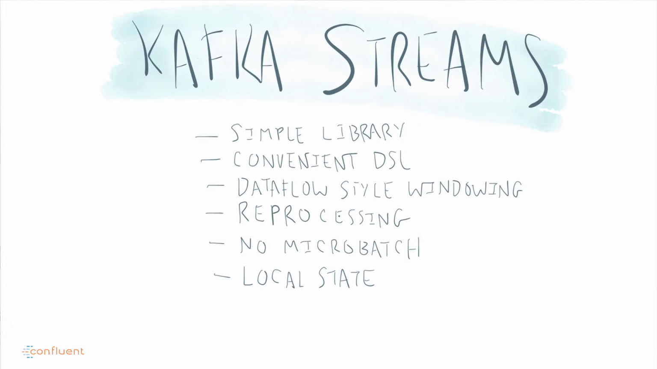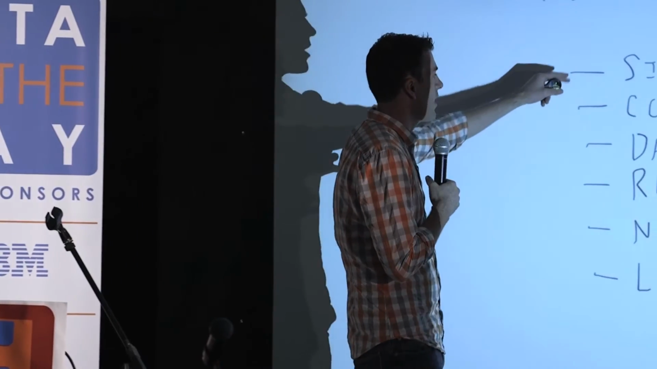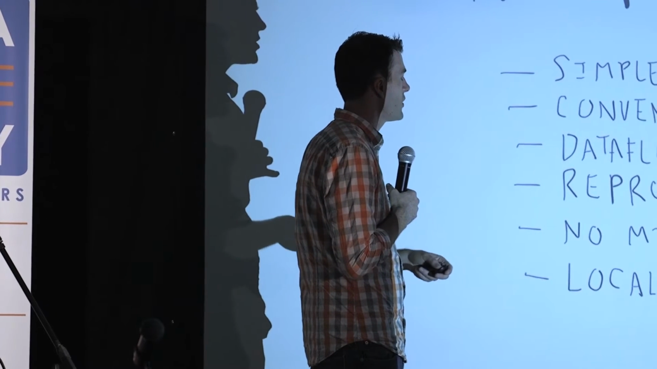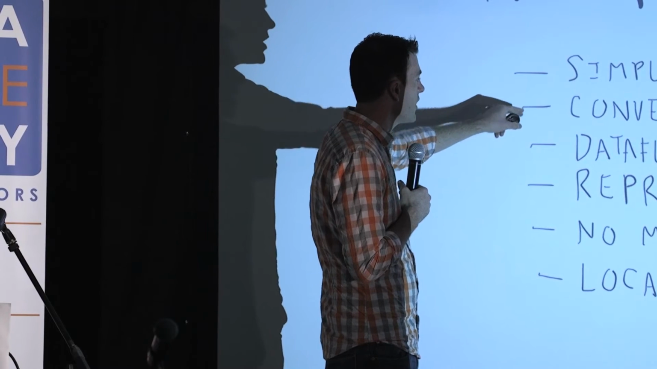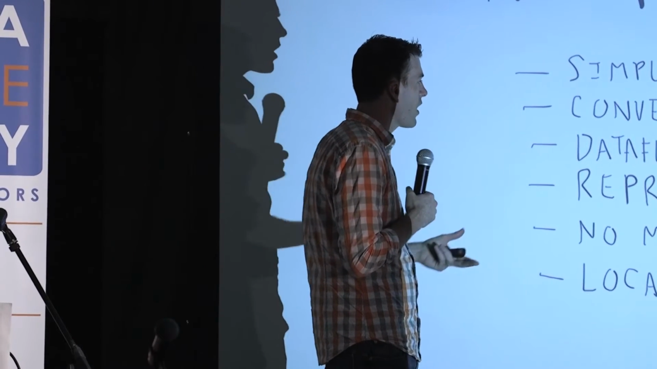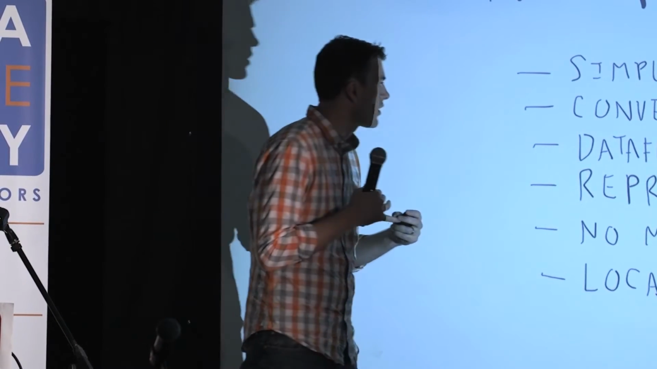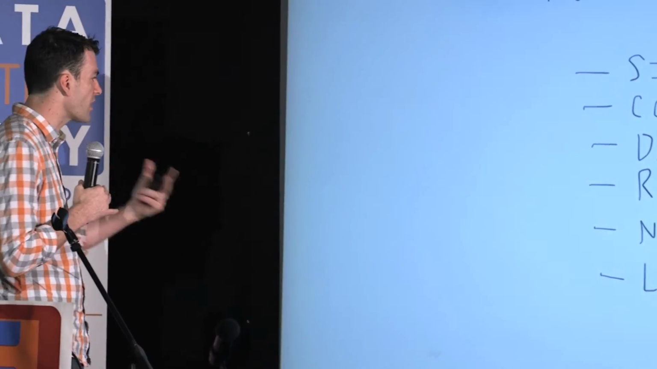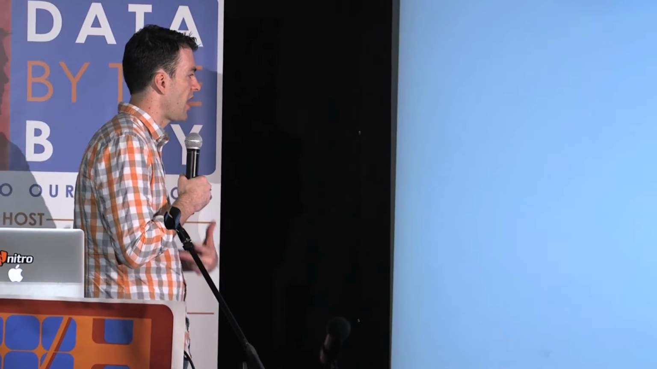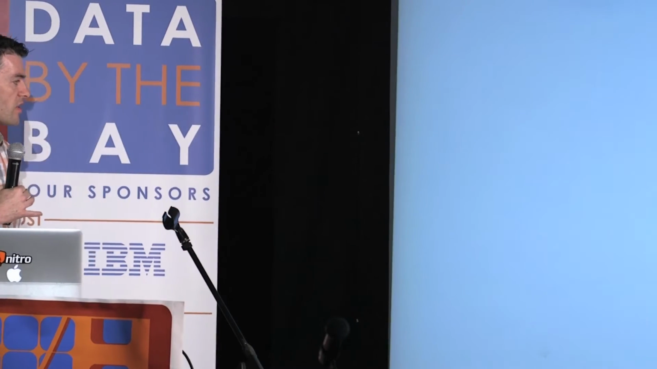So what it is, it's not really a stream processing framework. You don't set up a Kafka Streams cluster. It just works with your existing Kafka cluster. It's just a simple client library. We've done a Java version of it so far, although we'll extend it to other languages. It gives you a convenient DSL. It gives you the state-of-the-art in stream processing features. So it gives you advanced windowing and reprocessing, and it doesn't batch data, so it works with low latency and allows you to do stateful processing like aggregations and joins.